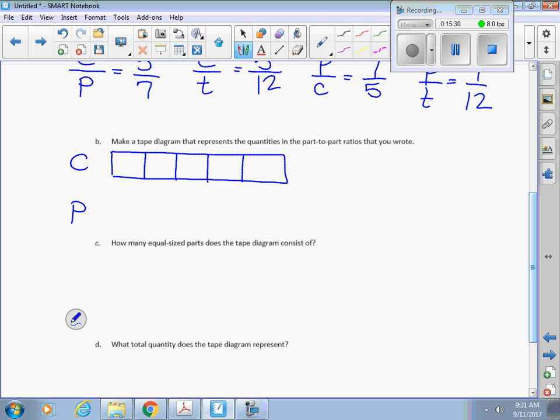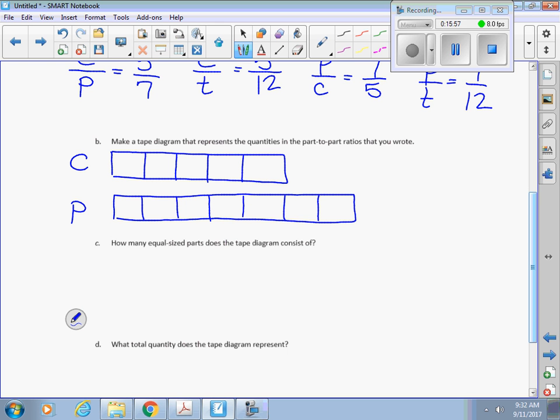The pickups, how many units are the pickup trucks? Liz? 7. 7, very good. So you're going to go 2 past the 5, essentially. So go ahead and draw 7 units. All right, part C says, how many equal-sized parts does the tape diagram consist of? So altogether, how many units do we have here, Julius?